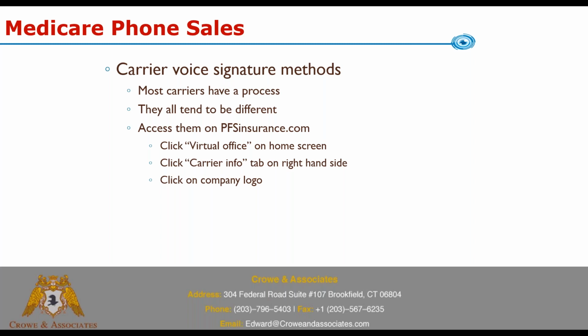Then on the right hand side, you'll see the carrier info tab. You click on that, and then there'll be the logos for all the companies. It's not blatantly obvious, but if you click on the logo, it then will have the voice signature method and instructions for each carrier. And again, it's going to be different for each one. They're fairly similar, but you've got to learn each. So you click on the logo and you can learn it. And again, that's used often with agents that are using Connecture and Sunfire, and they can't get that person to do a text or an email signature.